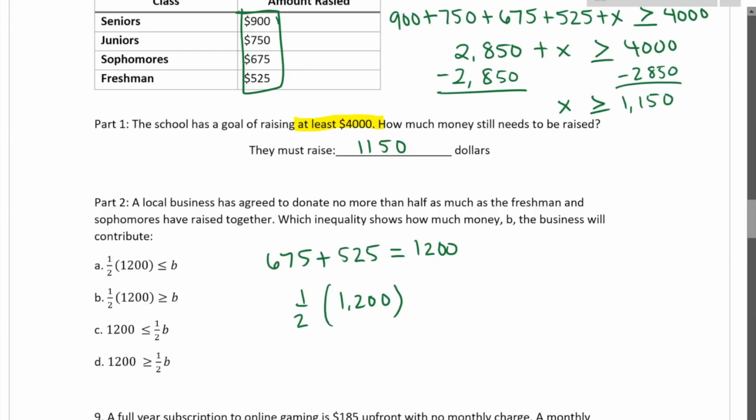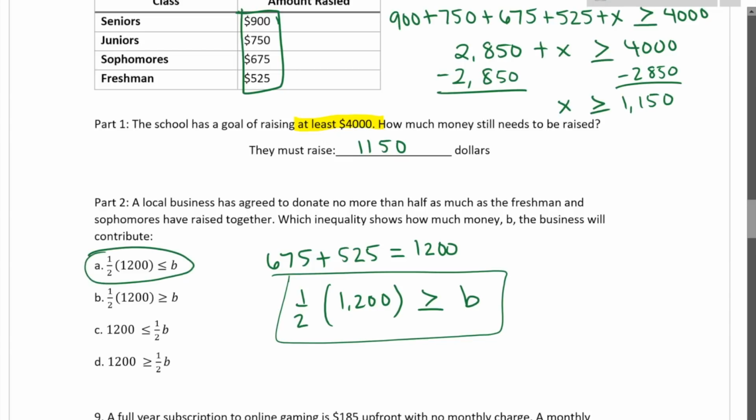And it can be no more than that. So this has to be the greatest, and that's how much the business would give us. So half of what they've raised has to be greater than what the business is going to give us. So this right here is what the business will give us, and that is A.